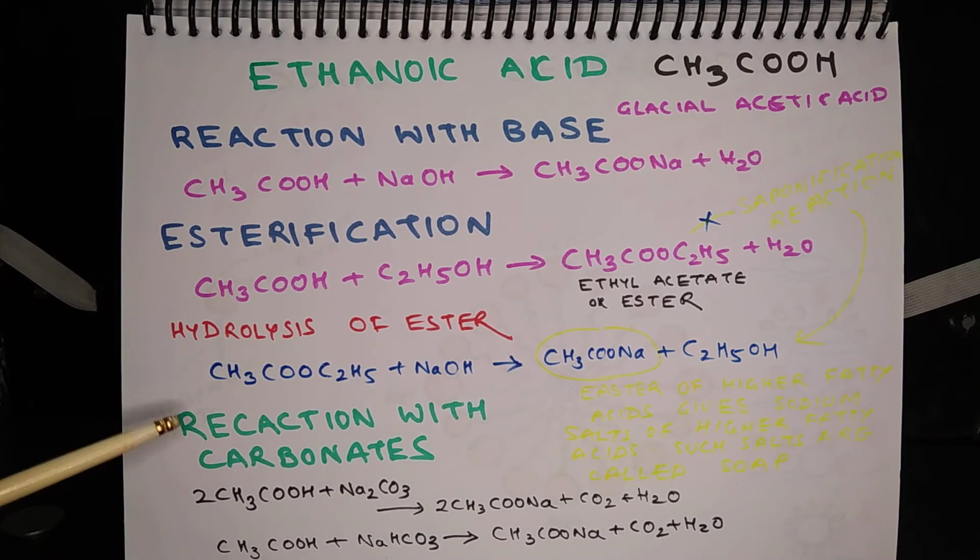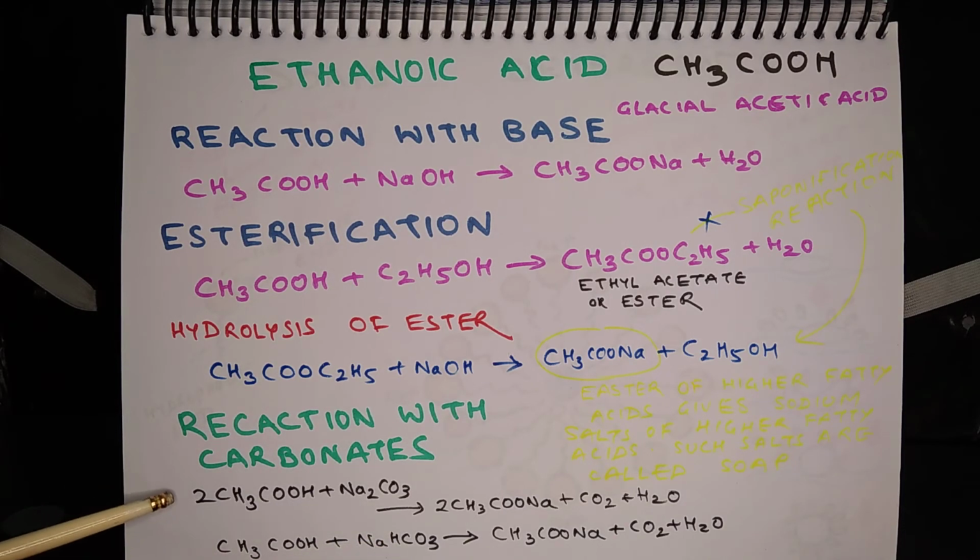Let us move on to reaction with carbonates and bicarbonates. You can recall in the chapter on acids and bases that when an acid reacts with a carbonate or bicarbonate, it produces a salt, carbon dioxide and water. The same thing happens here also in case of ethanoic acid. So when ethanoic acid reacts with sodium carbonate, it produces sodium ethanoate, carbon dioxide and water. Same thing happens in case of bicarbonate also.